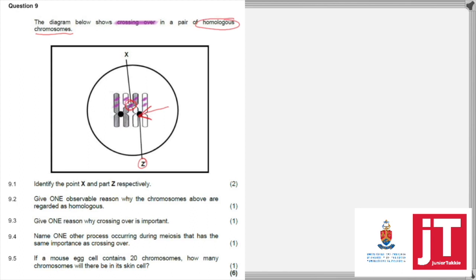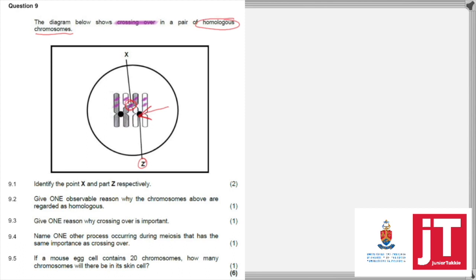Question 9.2: give one observable reason why the chromosomes above are regarded as homologous. You'll see those purple lines that I have drawn on these chromosomes. Those are representative of genes. Each of these homologous chromosomes has the same genes at the same locus from the centromere. We can't actually see that on the image that was given to us. But I've highlighted it there for a specific reason, because it says give one observable reason. In the diagram we were given in this question, those genes we cannot see. I've colored them in, but in the diagram, I cannot see that.